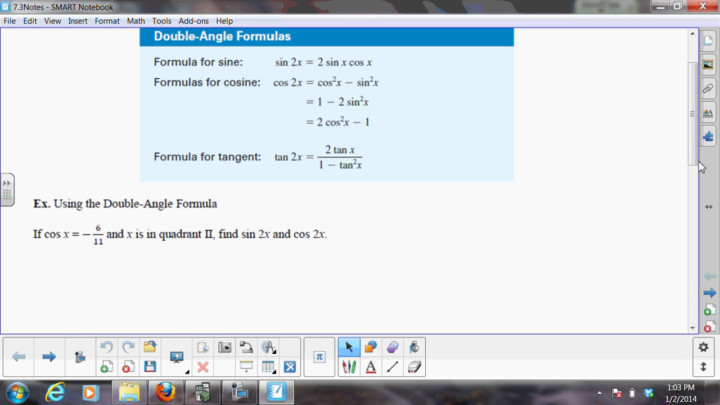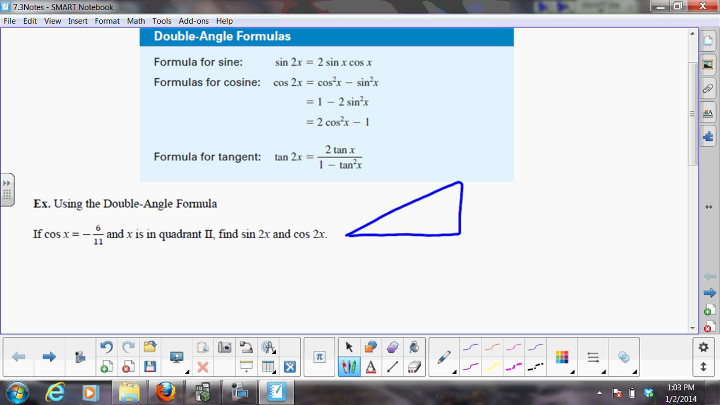First example, we have cosine x is -6/11. X is in quad 2, and we want to find sine 2x and cosine 2x. So actually I'm going to draw a right triangle. If this is x, our angle, and cosine is adjacent over hypotenuse, then the adjacent side is 6, the hypotenuse is 11. To figure out any third side of a right triangle, you use the Pythagorean theorem. I'm subtracting because I have the hypotenuse and a leg, and I need the other leg. So this ends up being the square root of 85.